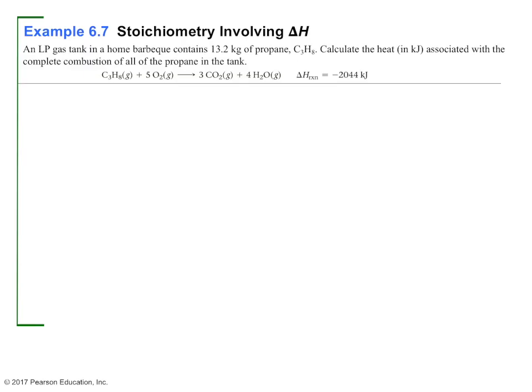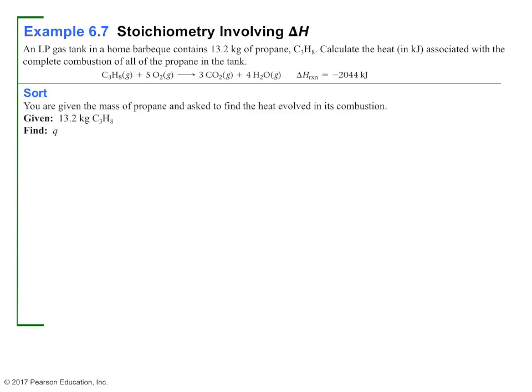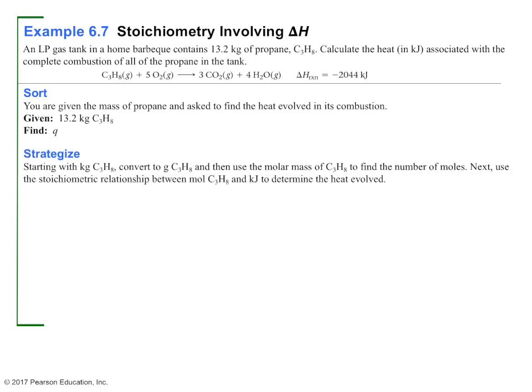Okay, so let's look at an example of this. An LP gas tank in a home barbecue contains 13.2 kilograms of propane. Calculate the heat in kilojoules associated with complete combustion of the propane tank. So you are given the mass of the propane and asked to find the heat involved in its combustion. Starting with kilograms of propane, we can convert to grams, then use the molar mass of propane to convert to the number of moles. Next, use the stoichiometric relationship between moles of propane and kilojoules to determine the heat involved.